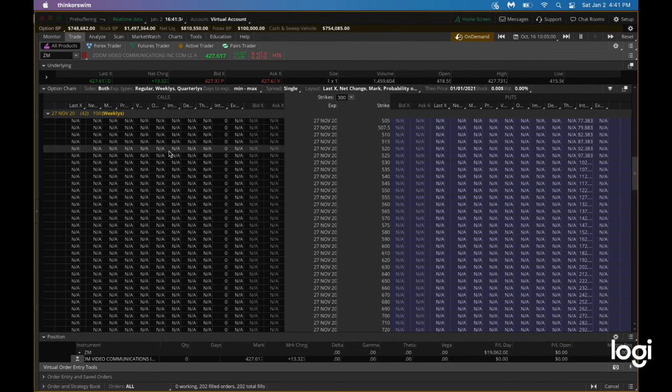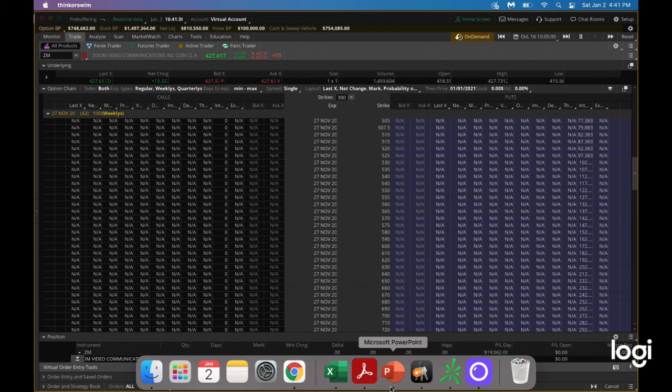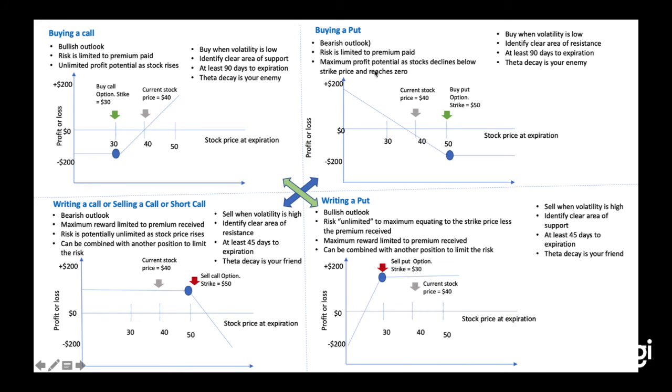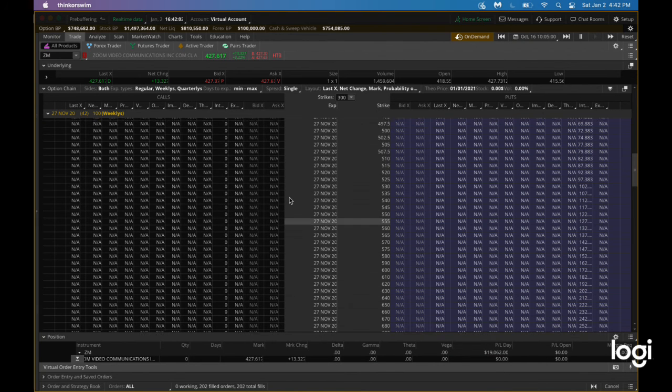You know, the platform is a little bit slow. In the meantime, let's go back here. We're talking about buying a put. We want to buy the put above the current strike price, and we want to make sure it's a level of resistance. So if the stock is at 40 in this scenario, we are buying a put option at 50, assuming the stock will decline. Let's go back here, still buffering.